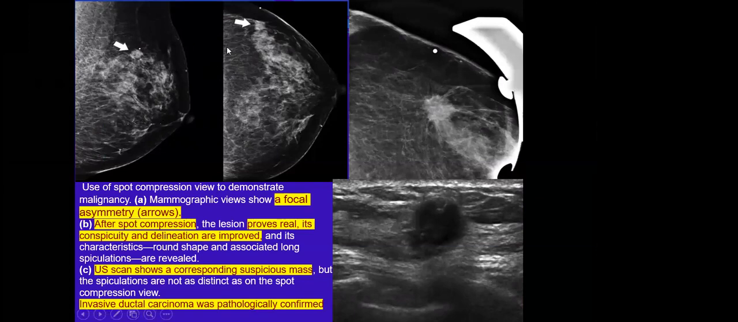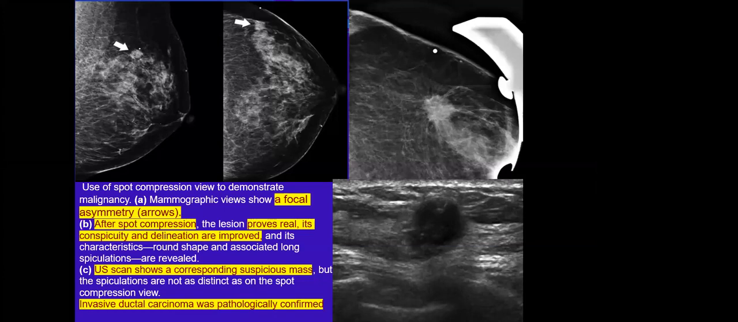Okay, and another example of a mass seen as a focal asymmetry on the standard CC and MLO view. This is a focal asymmetry, you see, it doesn't show the full criteria of a mass. The conspicuity of the mass is not seen on the standard view, while the spot magnification here demonstrates a mass, a typical spiculated mass, and ultrasound also demonstrates an indistinct irregular hypoechoic mass proven to be invasive ductal carcinoma.